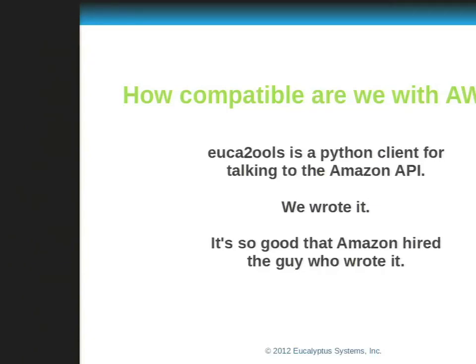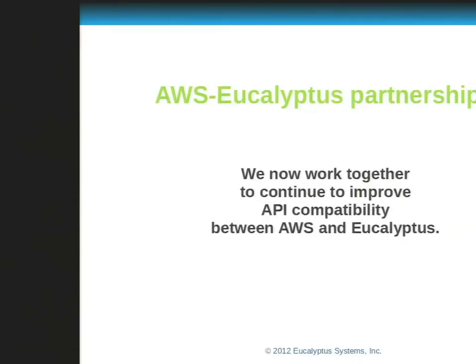And this is one of the reasons I'm at Eucalyptus, because I used AWS and I played with Eucalyptus, and I loved the idea. And so we signed an agreement with Amazon Web Services in March of this year to continue to work together on API fidelity over time.